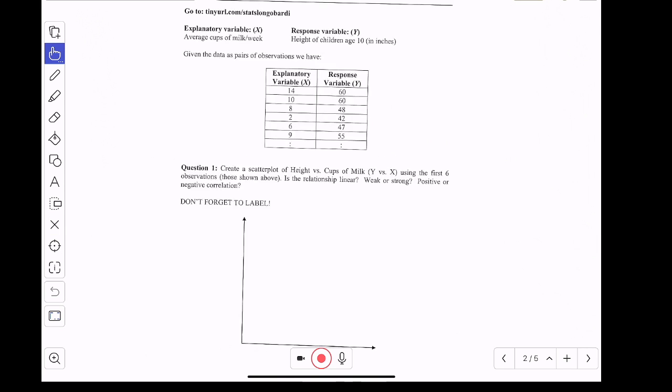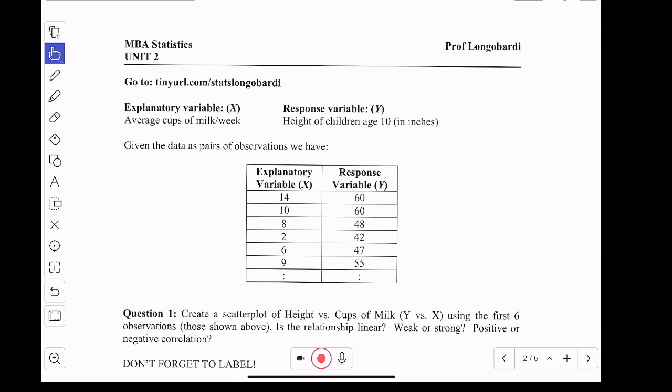All right, so here's the data that I gave you, and I asked you to plot the data in a scatter plot. So this is variable X, these are the observations. This is variable Y, and these come in pairs. So when a child drinks 14 cups of milk on average a week, that child turned out to be 60 inches tall at age 10.